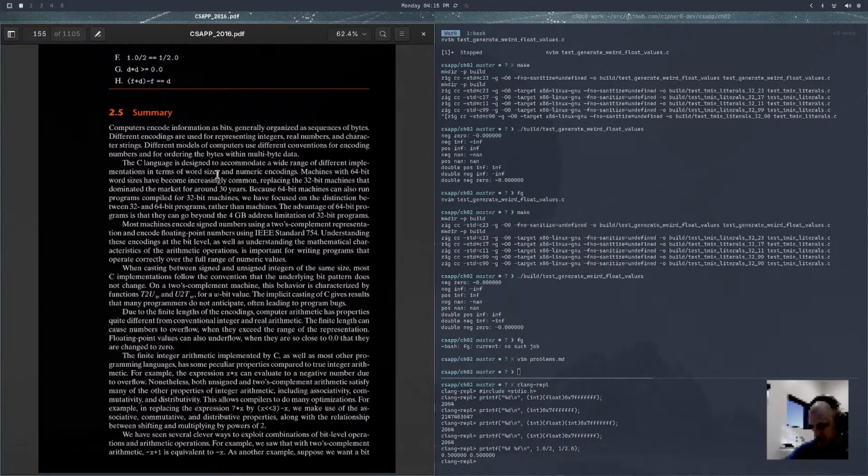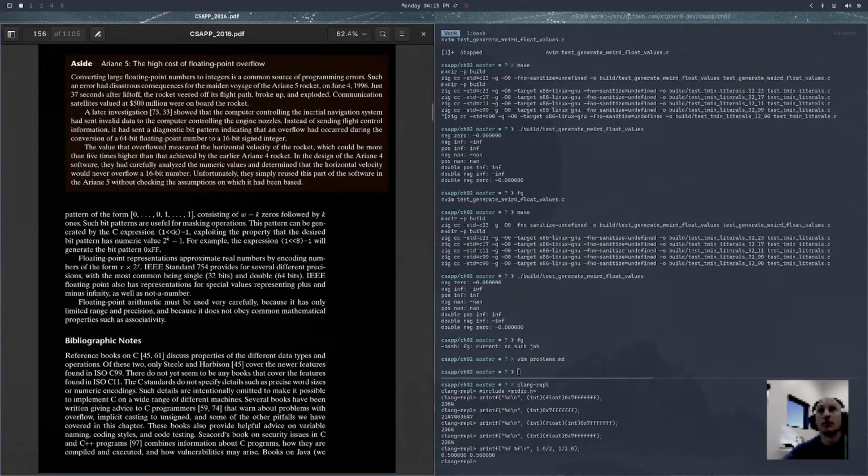As another example, suppose that we want a bit pattern in the form of all zeros for the first part and then all ones for the second part, consisting of w minus k zeros followed by k ones. Such bit patterns are useful for masking operations. This pattern can be generated by the C expression (1 << k) - 1, exploiting the property that the desired bit pattern has a numeric value 2^k - 1. For example, the expression (1 << 8) - 1 will generate the bit pattern 0xFF.